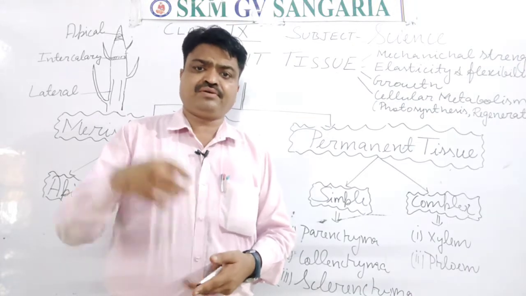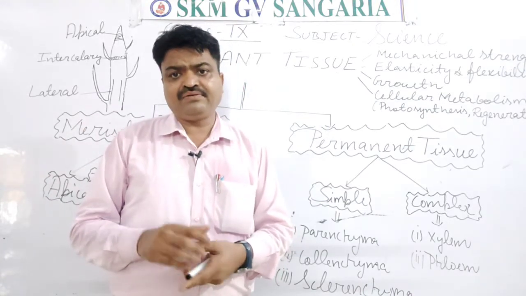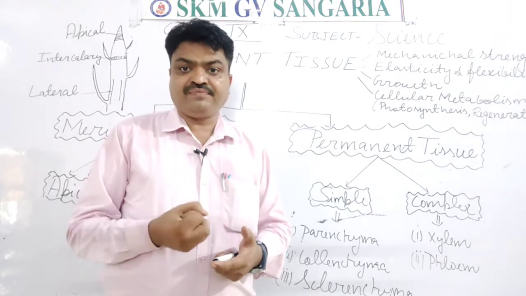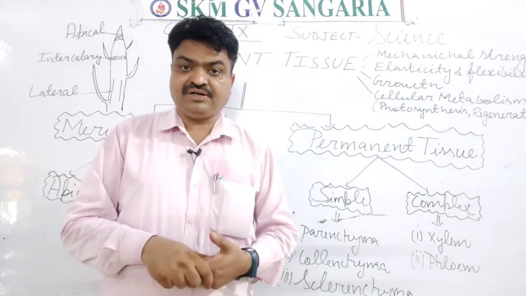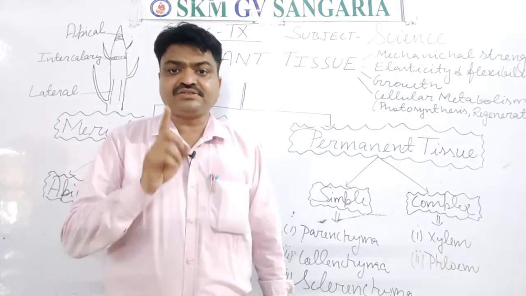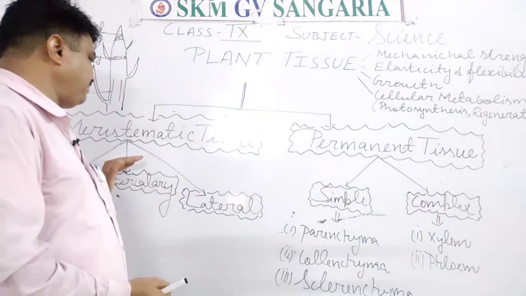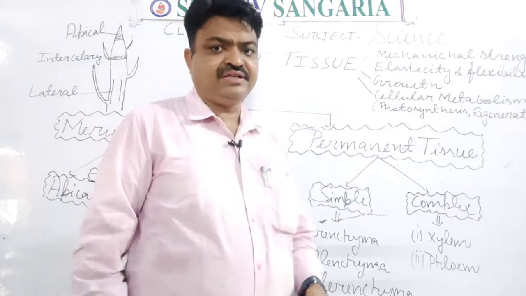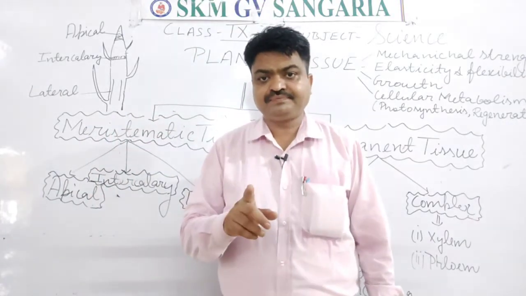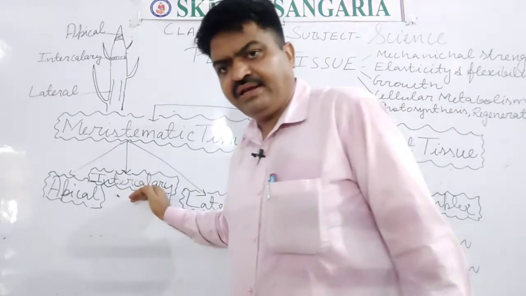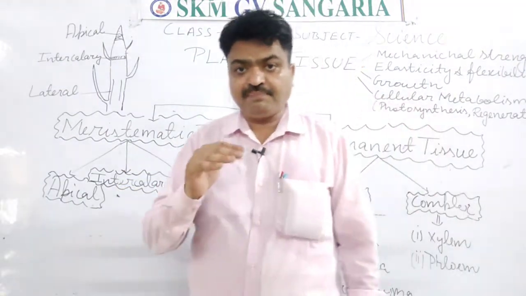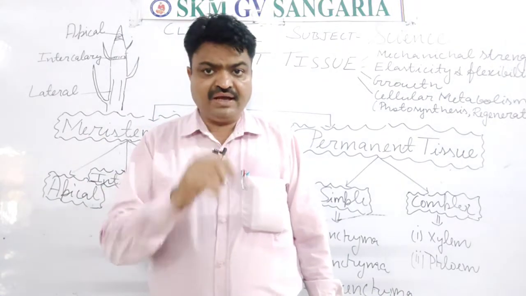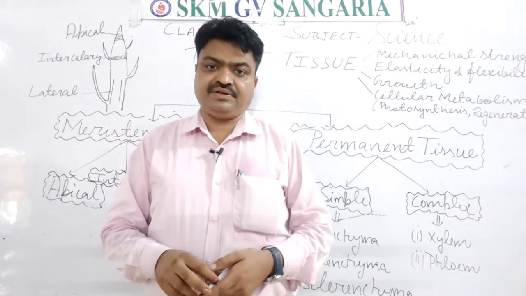Now you can take one onion, student. If you put that onion in a water pot, then you will observe that the onion will have its roots, and those roots will grow towards the water. And that growth is due to which tissue, student? It is due to apical meristematic tissue. There are three types of meristematic tissue, student: apical, intercalary, and lateral.